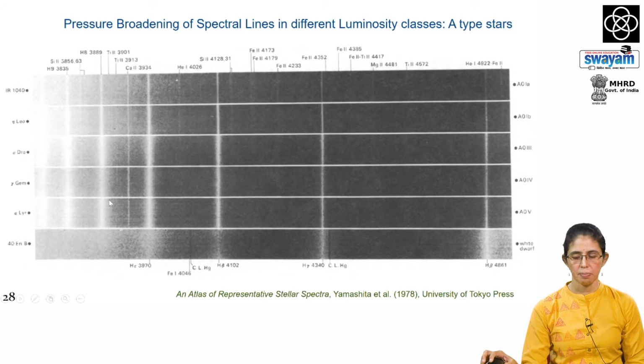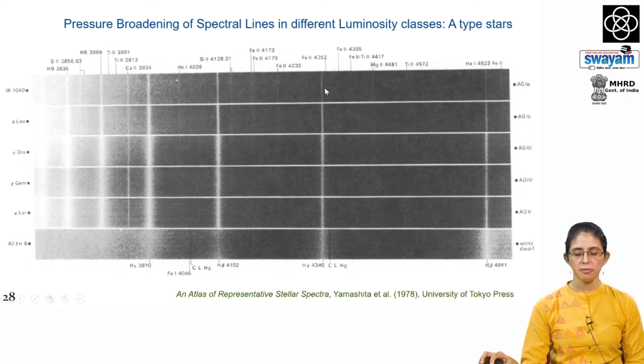This panel, for example, shows the pressure broadening effects of spectral lines in different luminosity classes for an A-type star, in particular A0 type. Each horizontal panel represents the spectrum of one type of star. So, as we move from top to bottom, this represents stars of different luminosity classes. These are the supergiants, these are the bright giants, these are giants, these are subgiants, main sequence stars, and one can see the white dwarfs.